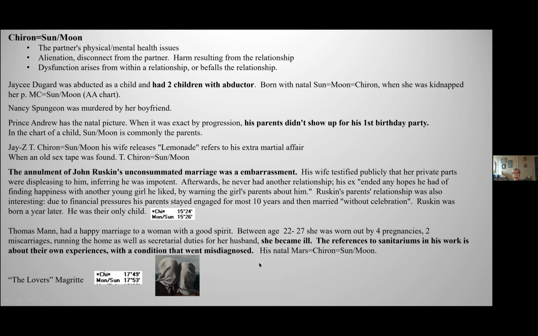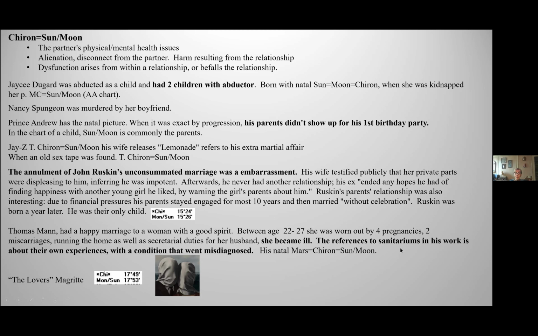Thomas Mann had a very happy marriage to a woman who was a very good-spirited woman. But in 5 years of her life, she was worn out. She was pregnant 4 times. She had 2 miscarriages. She ran her house. She was secretary for her husband. Secretary is probably not the right word because she was really his full-time, full-fledged assistant. Anyway, as a result of all that, she became ill.